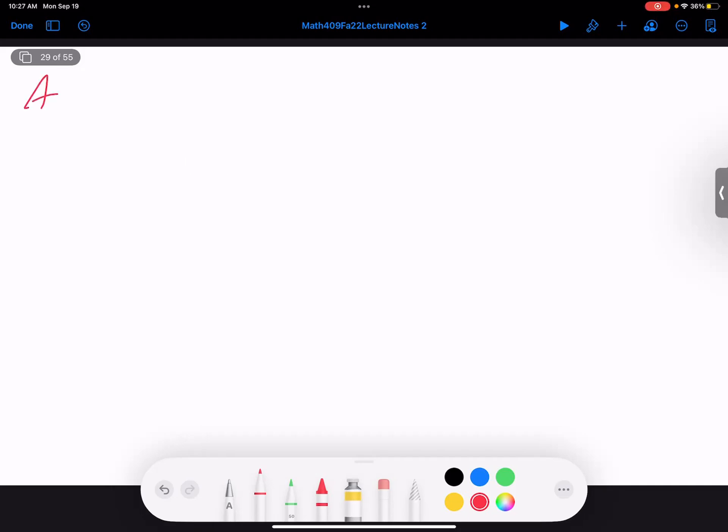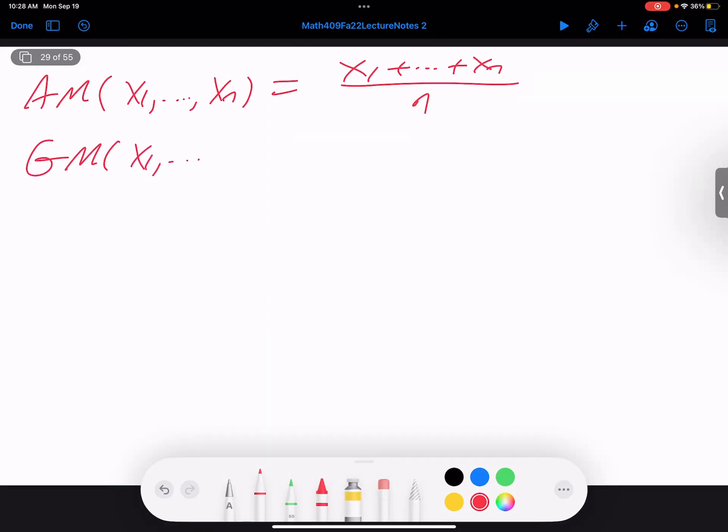So when we have the arithmetic mean of x1 through xn is x1 plus through xn over n, and the geometric mean of x1 through xn is the nth root. And we might as well assume, my favorite phrase, without loss of generality, x1 through xn are greater than 0. You could even by symmetry assume that x1 is the smallest, x2 is the second smallest, and so on, but we'll leave it like this.